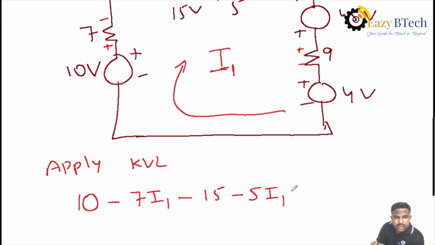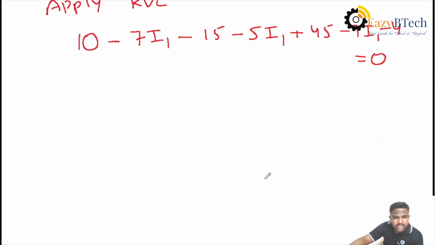Similarly, for 45, minus to plus, current is flowing, that is positive, then positive 45. Then again for the element, plus to minus, that's why minus 9 into I1. And also for the voltage source 4 volts, plus to minus, that's why minus 4 equal to 0. This is the KVL equation.